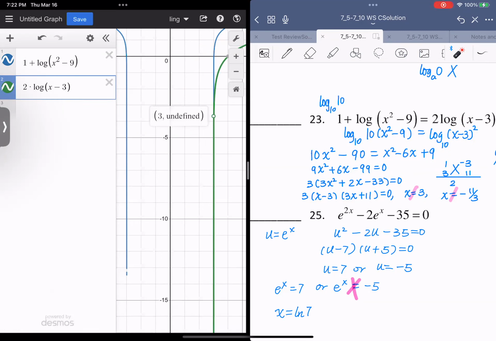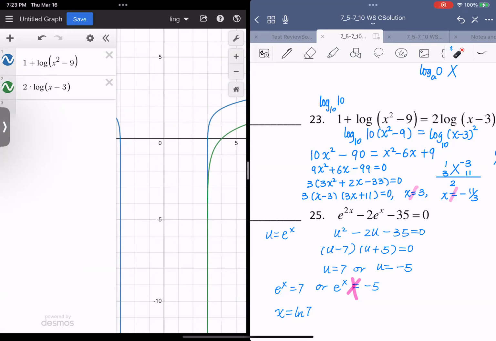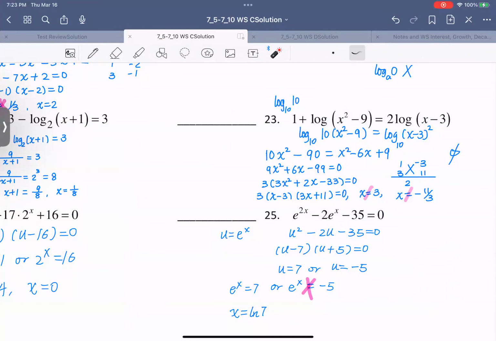Okay? You say, oh my gosh, at this 3, they are crossing somewhere. No, none of them can reach x equals 3. X equals 3 doesn't exist for both lines. That's a vertical asymptote. It couldn't be crossed, so there's no solution. Any questions so far for 23? Any question? This question has no solution.